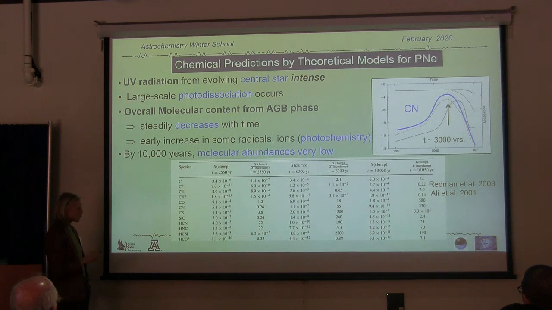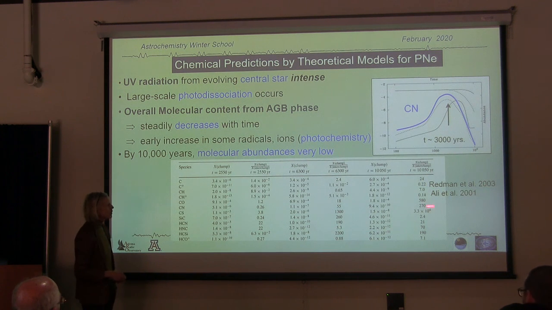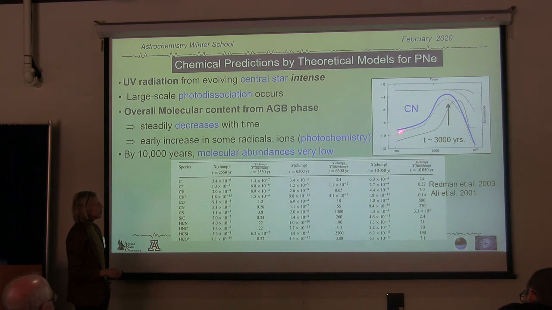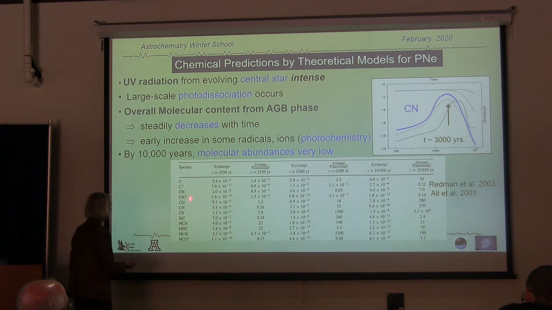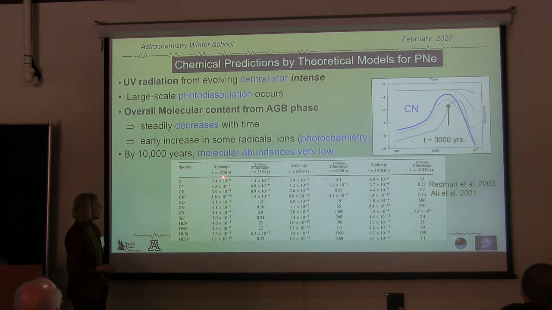But after on the order of 10,000 years, the lifetime of a typical planetary nebula, the molecular abundances are extremely low. And this is what models predict, one by Redmond et al., another by Ali. Here we see CN peaking at about 3,000 years into the planetary nebula phase and rapidly dropping. And you see here charts of molecular abundances relative to H2 of various molecules at various phases: at 2,500 years, 6,300 years, and 10,000 years.